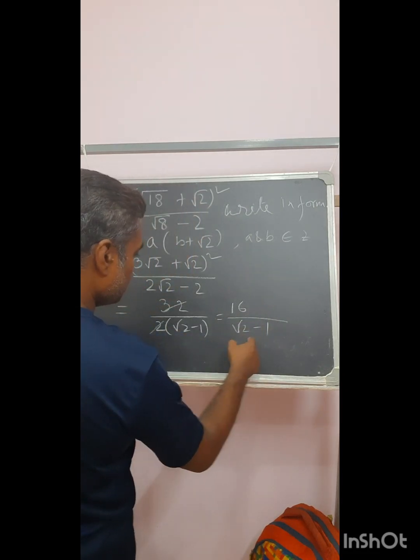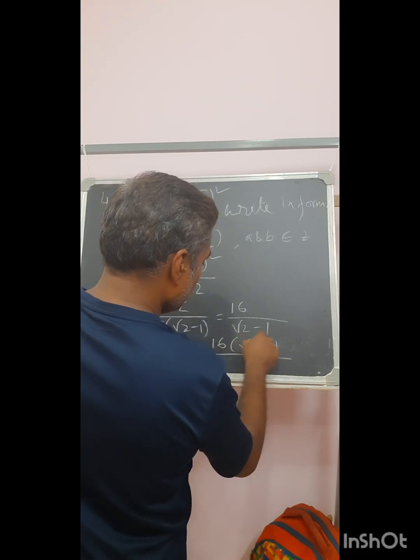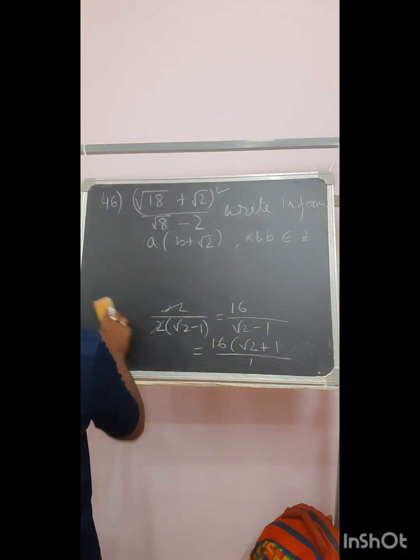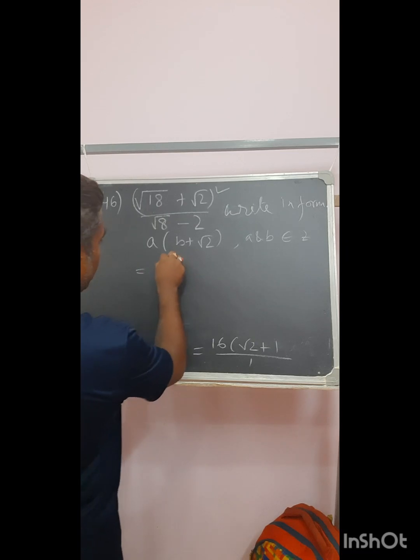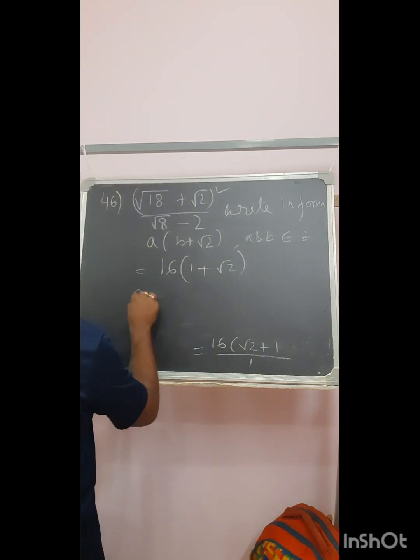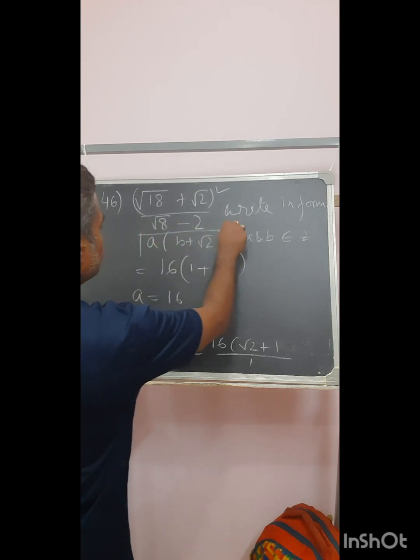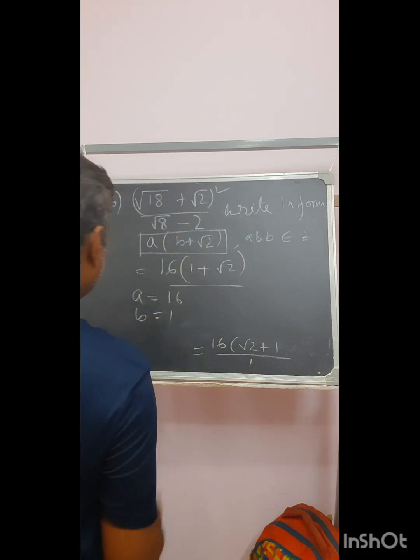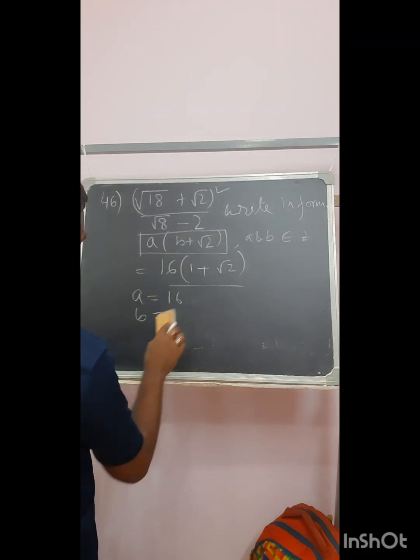Now further I have to eliminate the surd from the denominator. It will be root 2 plus 1 over 2 minus 1, which is equal to 1, so I need not write it. Now my task is to bring it into this form. If I write it as 16 into (1 plus root 2), I can say that a is equal to 16 and b is equal to 1, which gives you this form. So without any effort, you can keep it like that, saying a is equal to 16 and b is equal to 1.